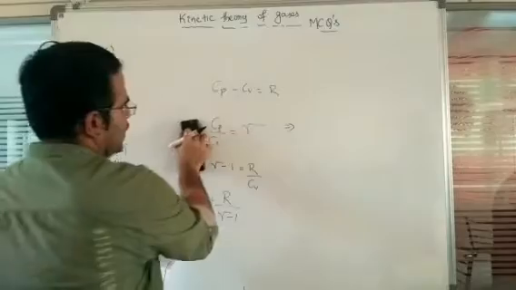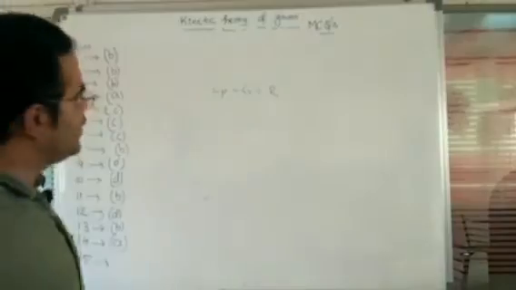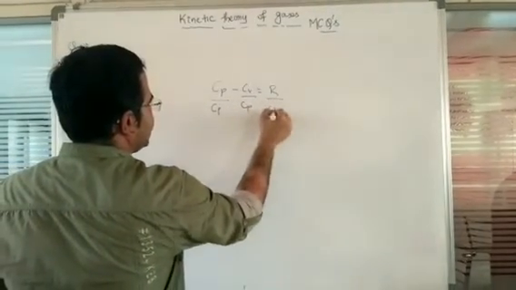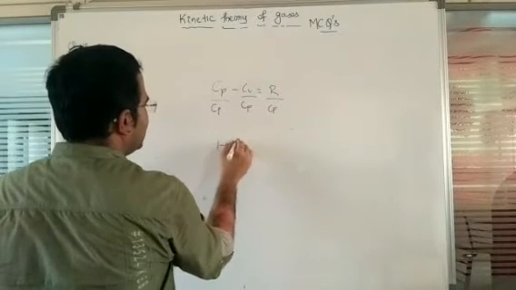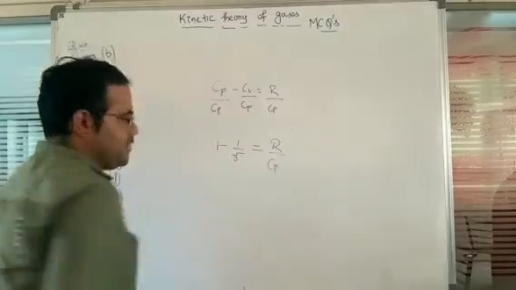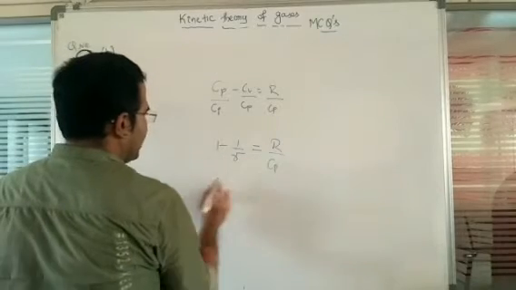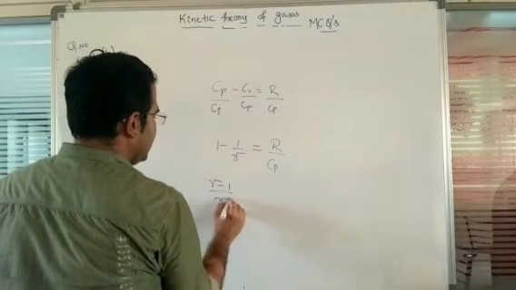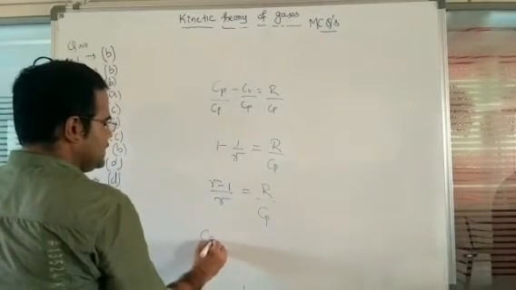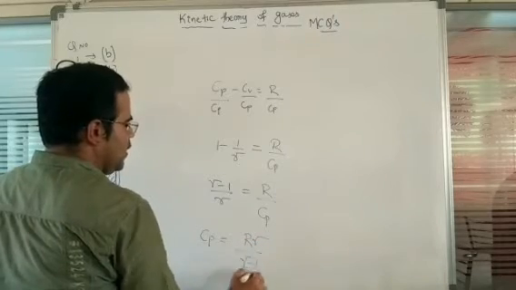So we can alter the equation like this also. When we alter the equation, we can write it by dividing by Cp. Everywhere if we divide by Cp, we observe 1 minus 1 divided by gamma is equal to R divided by Cp, because at constant pressure they ask to calculate. So gamma minus 1 divided by gamma is equal to R divided by Cp. This implies Cp is equal to R into gamma divided by gamma minus 1.